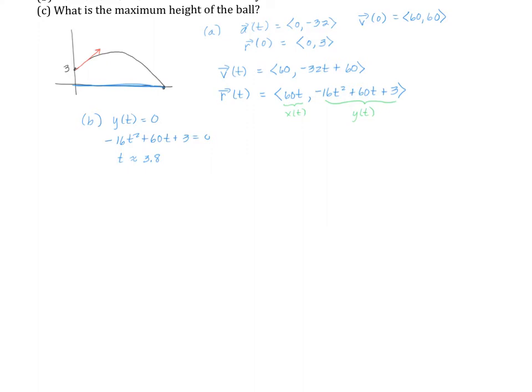So all I have to do now is look at the x function, 60t, because that will give me my x value, which would be this distance along the ground, and compute x of 3.8, which is going to be 60 times 3.8. So I have about 228 feet.